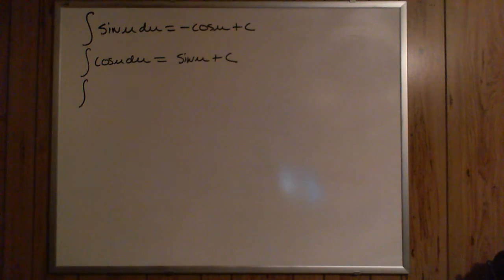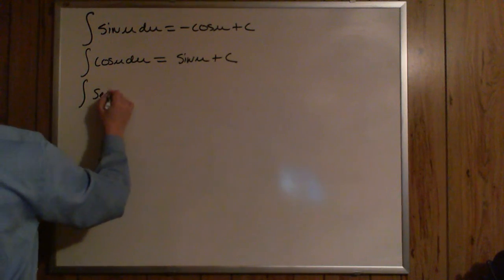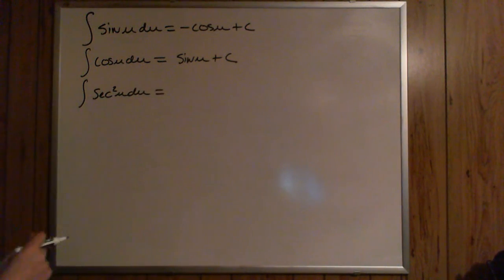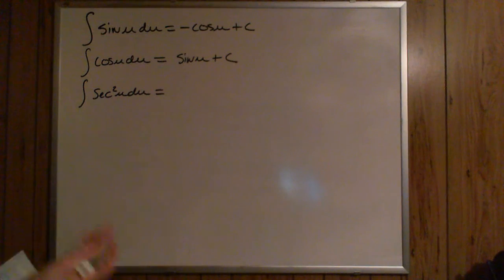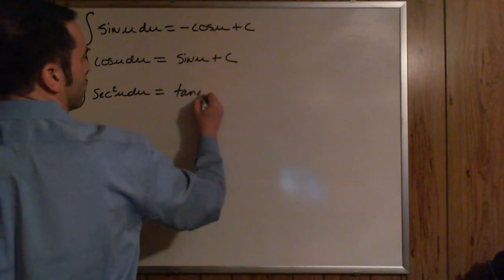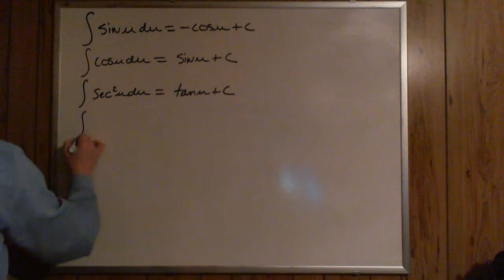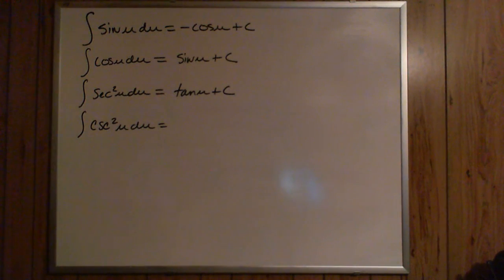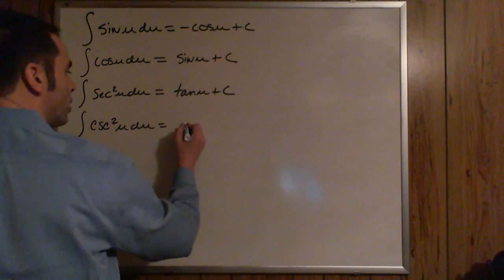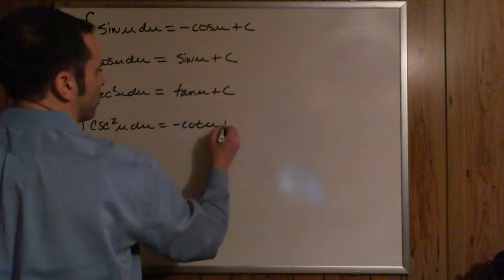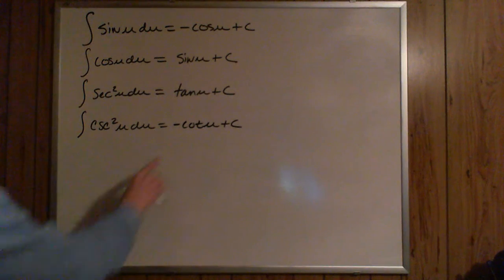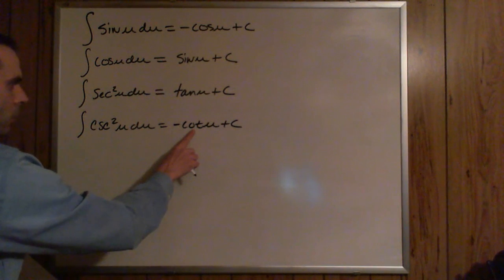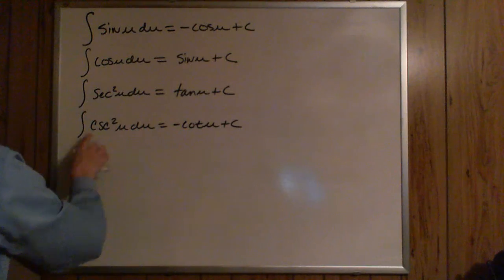What's another derivative we know? Secant squared u du. What is that the derivative of? It's the derivative of tangent u plus c. The indefinite integral of cosecant squared u du. What function has a derivative of positive cosecant squared u? Well, that would be not cotangent, but negative cotangent u plus c. Because the derivative of cotangent is negative cosecant squared, a negative times a negative would now be a positive.